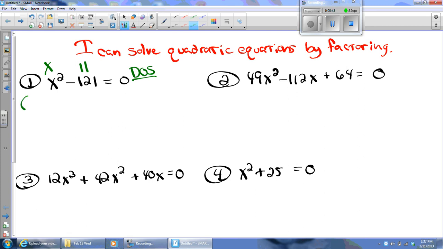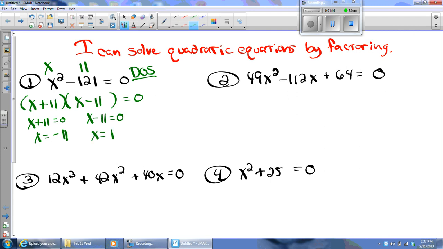All right, well, I'm going to set up my two quantities. And since it's a difference of perfect squares, I'm going to get an x plus 11 and an x minus 11. If I wasn't sure if I did that right, I could FOIL, and that would get me back to the original problem. So now I can take each factor: x plus 11 equals 0, solve for x and get x equals negative 11. And with the other quantity, x minus 11 equals 0, solve for x and get x equals positive 11. So x equals plus or minus 11 is the solution.